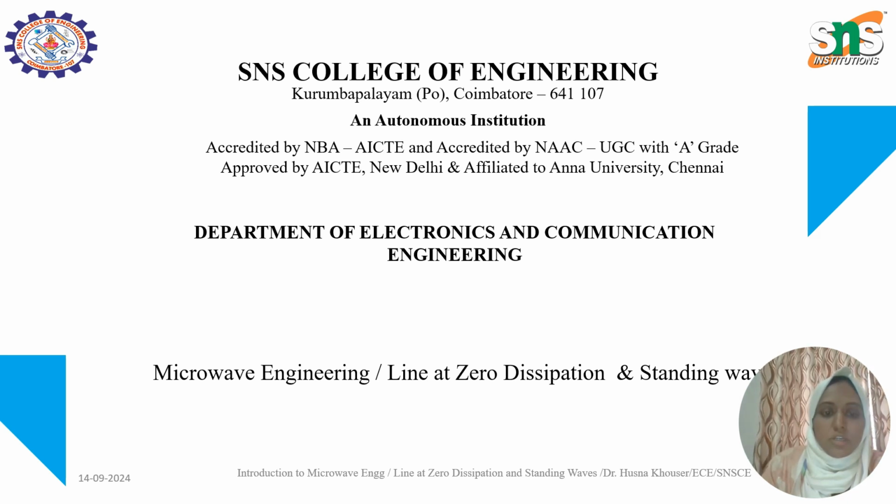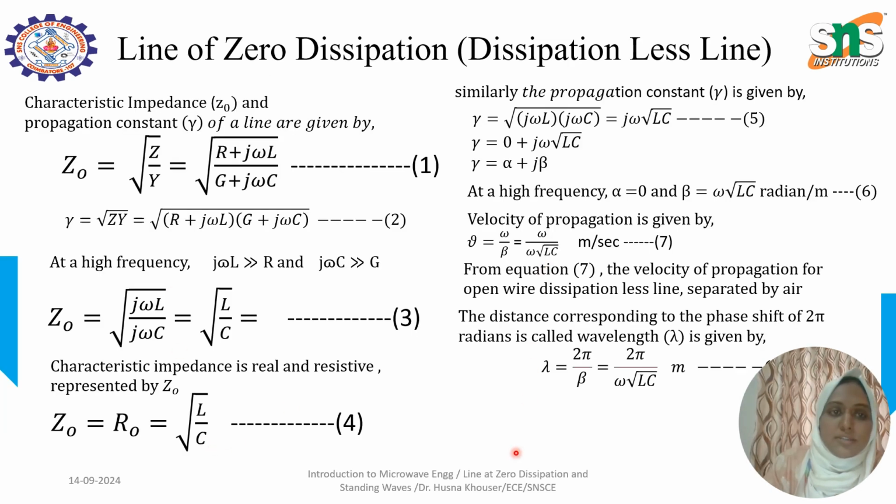In this lecture, we will discuss the line at zero dissipation and standing wave ratios. Line at zero dissipation is in this line. So let us consider the characteristic impedance equation. The characteristic impedance and propagation constant we have already discussed in a previous lecture series.